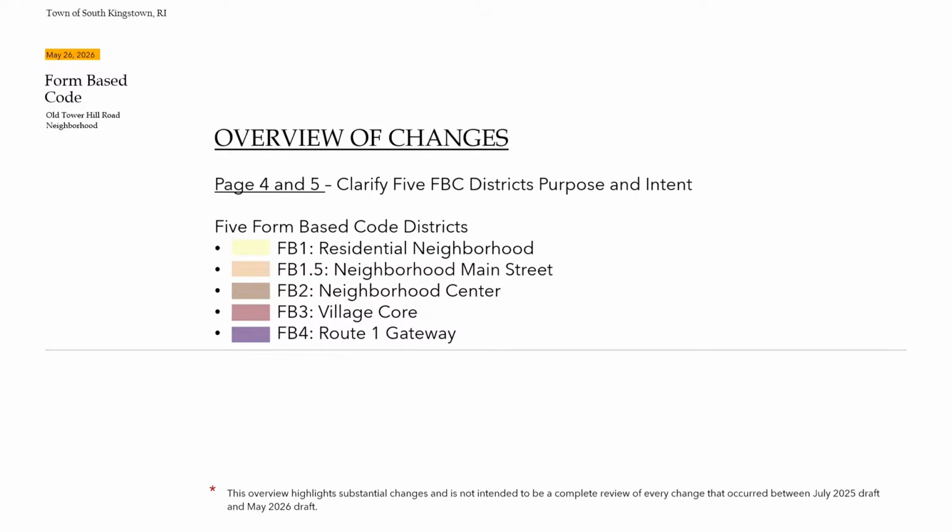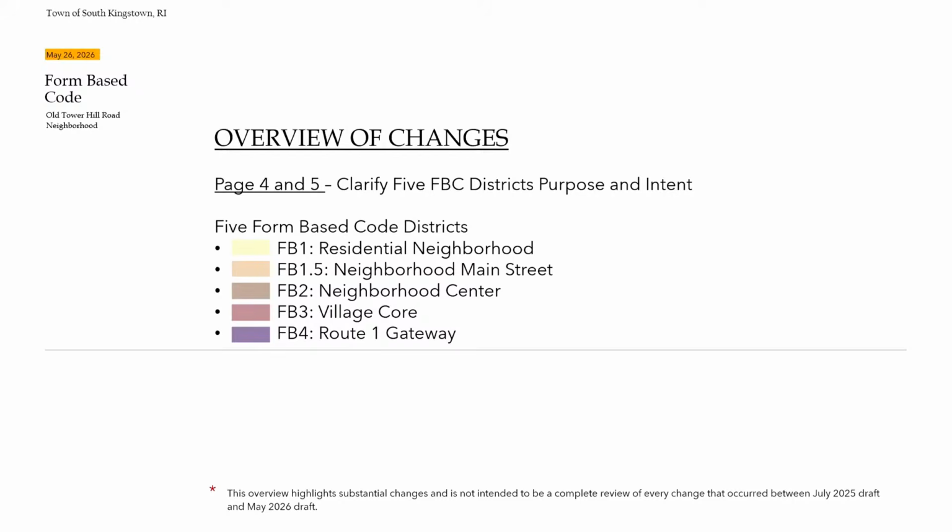The code is distinctly separated into 5 areas. They're called transects: transect 1, 1.5, 2, 3, and 4. You can think of them as blocks in a pyramid, starting at the smaller blocks and moving up to 4. So the least dense developed area would be FB1, residential neighborhood, which is primarily looking to redevelop in the single-family, duplex and possibly triplex scenario, with bed and breakfasts. Those are things currently allowed in the zone.